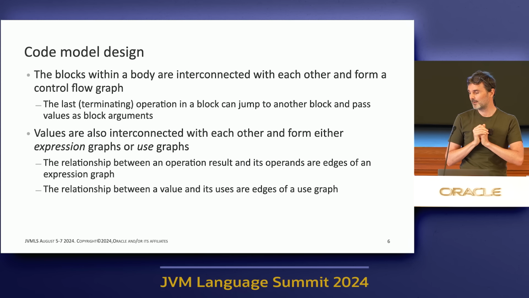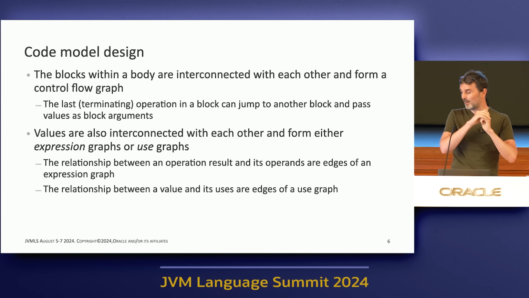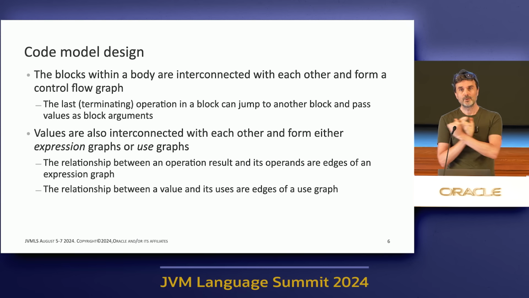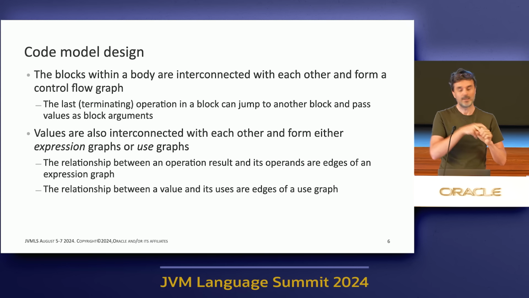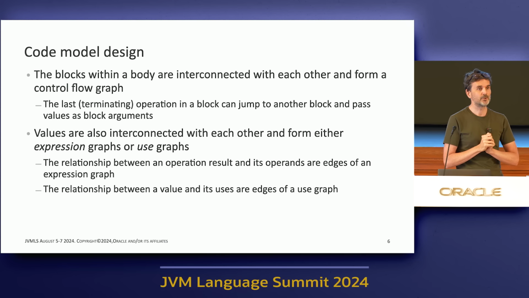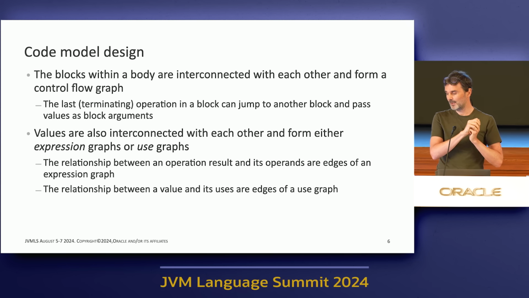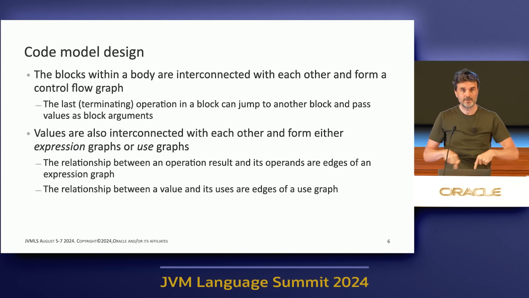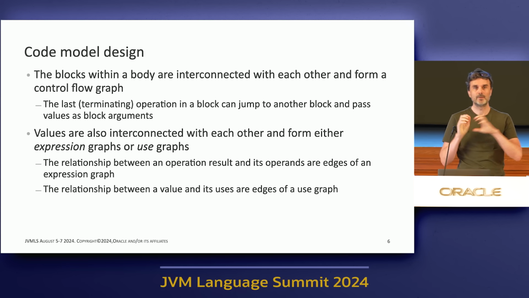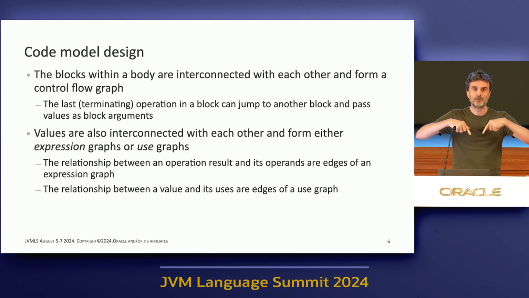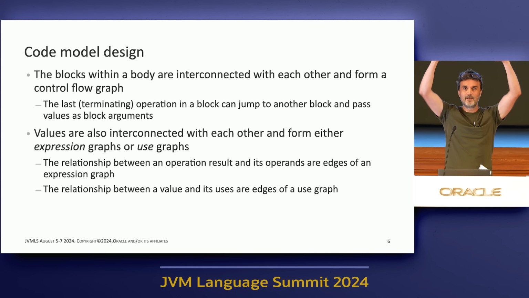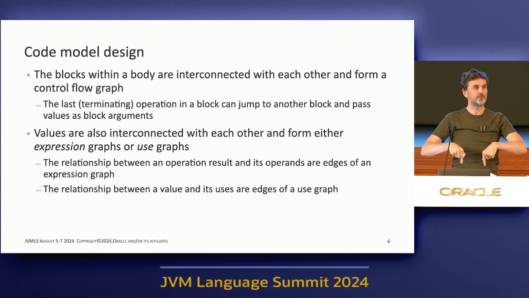Values are also interconnected, and they form different graphs. Values can form expression graphs or use graphs. The relationship between an operation result and its operands are edges in an expression graph. And the relationship between a value and its uses form a use graph. Depending on what analysis you want to do, you can choose to traverse the control flow graph or traverse the data dependencies as expressions, which go up the tree, and uses, which go down the tree.